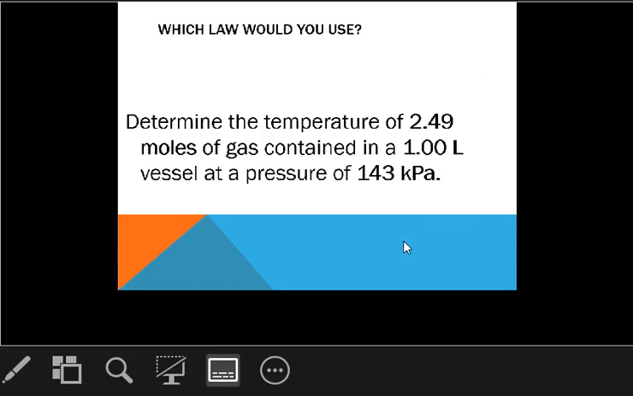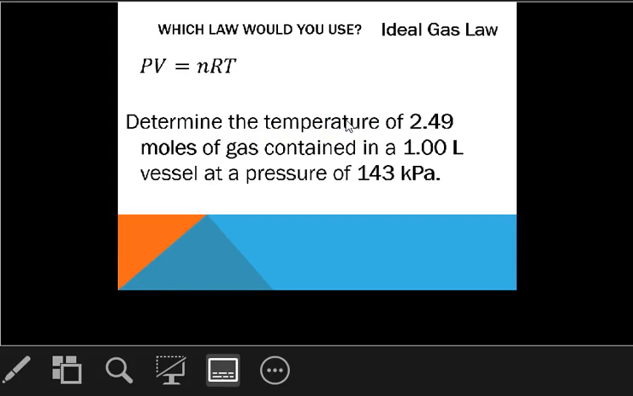What would you use to solve this problem? You'll notice in this problem, it's saying to determine the temperature of 2.49 moles of gas in a 1-liter vessel at 143 kilopascals. You know this is an ideal gas law problem because you only have one of each of these different circumstances. You do not have a change in circumstances. They are asking you to determine the temperature. So you're trying to find the T out of PV equals nRT.